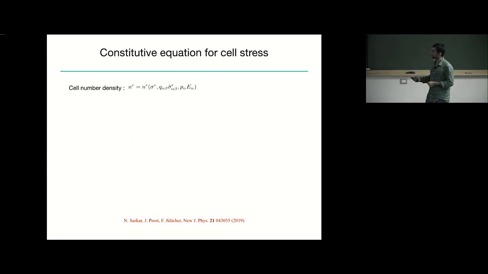Now, the cell number density is a function of the isotropic cell stress, the anisotropic cell stress, and the electric field.